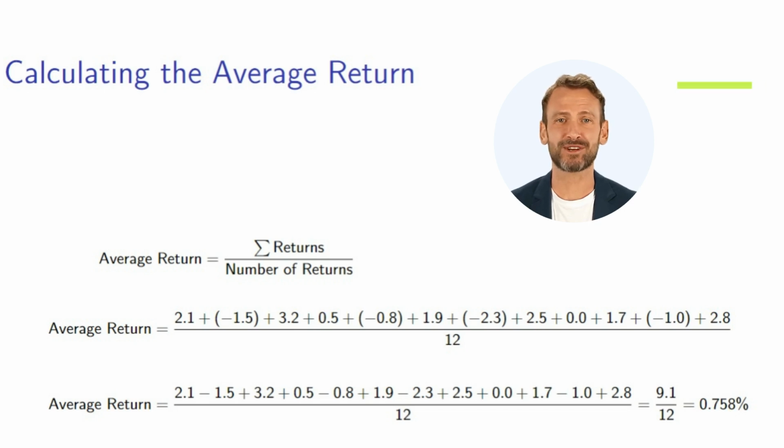First, let's calculate the average return. This is simply the sum of all the returns divided by the number of returns. So, we add up all the returns, 2.1 minus 1.5, and so on. This gives us a total of 9.1. Now we divide this total by 12, since there are 12 returns. The average return is 0.758%.